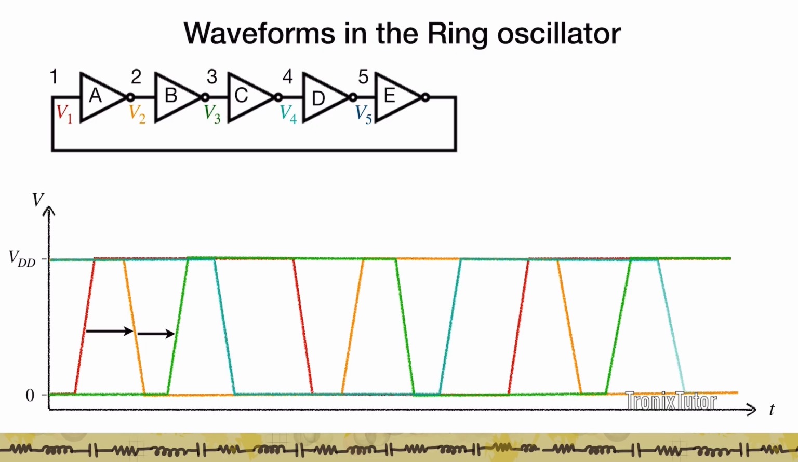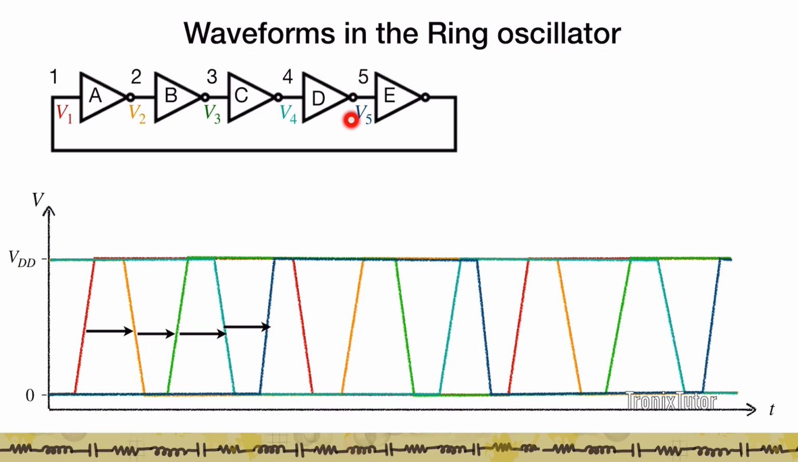Again, as V3 switches from 0 to 1, V4 switches from 1 to 0. So I now need to worry about the falling delay of inverter C, and the output V4 falls. Because output 4 falls, output 5 is going to rise, and it's given by the rising delay of inverter D.